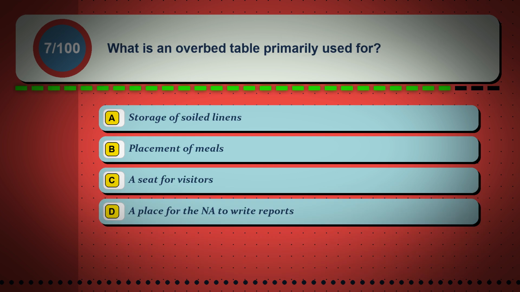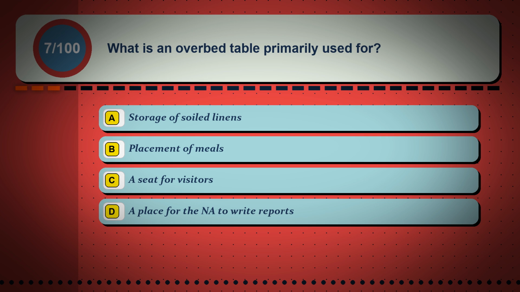Question 7. What is an overbed table primarily used for? Option A. Storage of soiled linens. Option B. Placement of meals. Option C. A seat for visitors. Option D. A place for the NA to write reports.